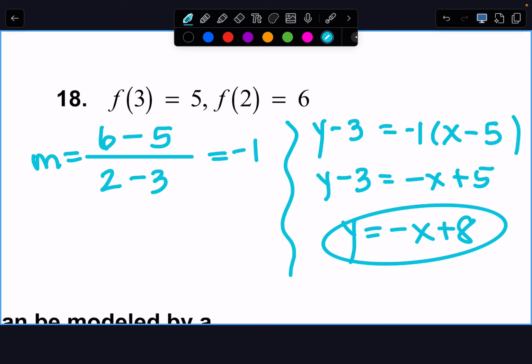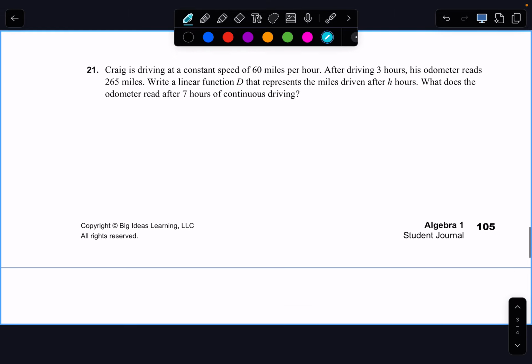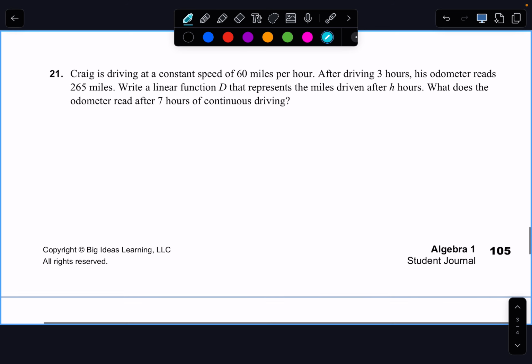If you have -1x, that's totally cool. But the 1 is not necessary. I accidentally swapped 3 with the 2. Okay. Yeah, we just got to be careful with that. Yep. All right. So let's come down here to number 21.